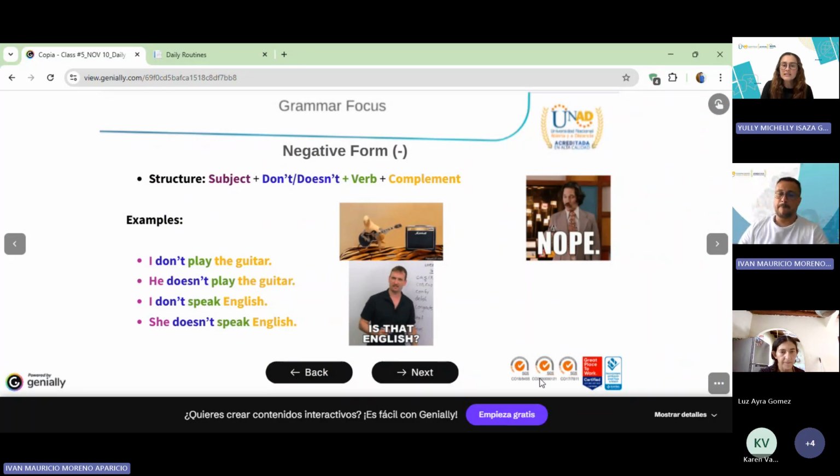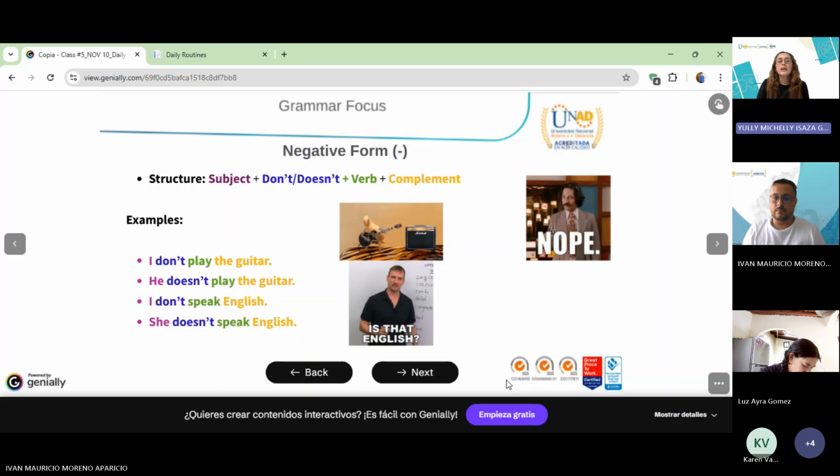Now, this is the negative form. In this case, we have to use the auxiliary from the present simple, and it is do or does, depending on the subject that we are talking about. So we have the same structure as I explained before: the subject, I, you, he, she, it, whatever you want to use, and we have to put don't or doesn't.